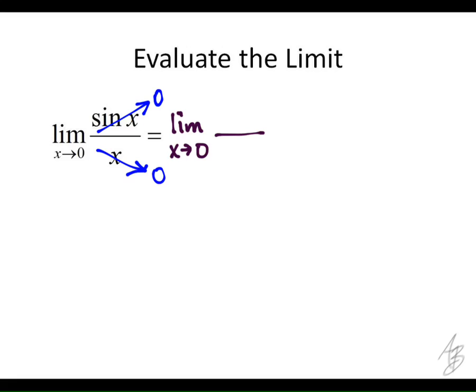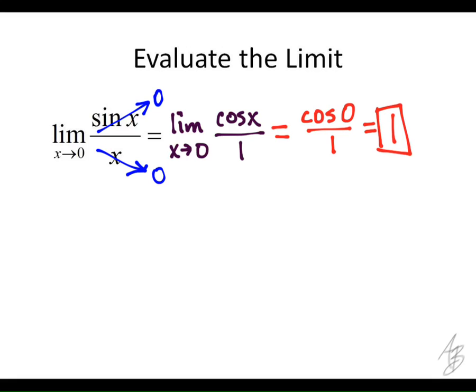So in the numerator, the derivative of sine is cosine of x, and the derivative of x is 1. Don't confuse this with taking the derivative of the whole thing. We're not using the quotient rule here. We're taking the derivative of the numerator, and we're taking the derivative of the denominator. And then once we do that, let's try direct substitution again. What is the cosine of 0? 1. So we get the cosine of 0 over 1, which is 1 over 1, which is 1.